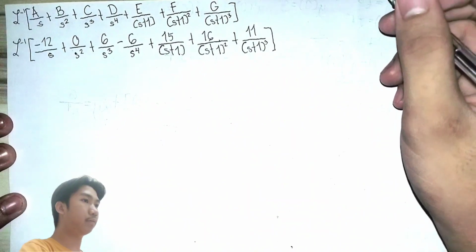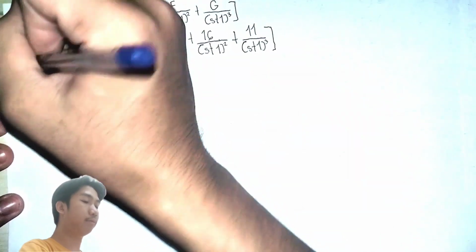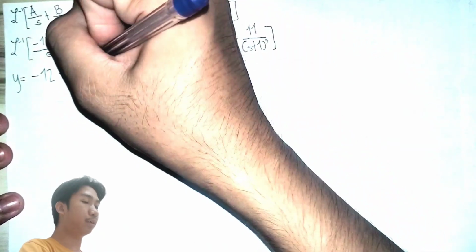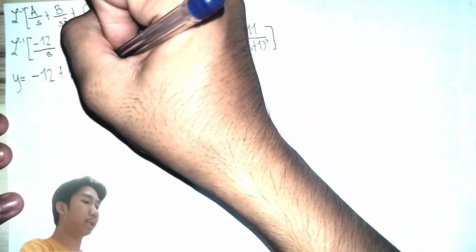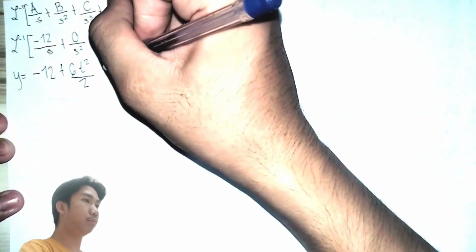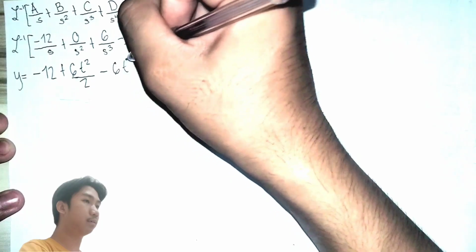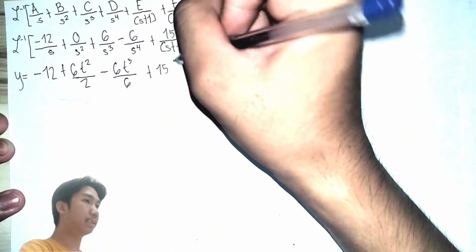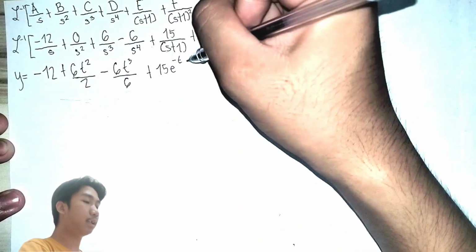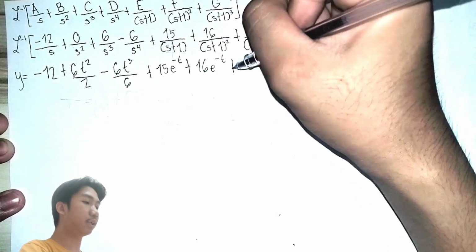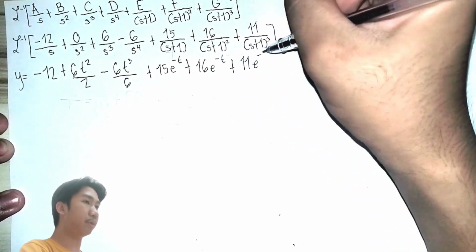Our y now is equal to negative 12 plus 6 t squared all over 2 minus 6t cubed all over 6 plus 15 e raised to negative t plus 16 t e raised to negative t plus 11 t squared e raised to negative t all over 2.